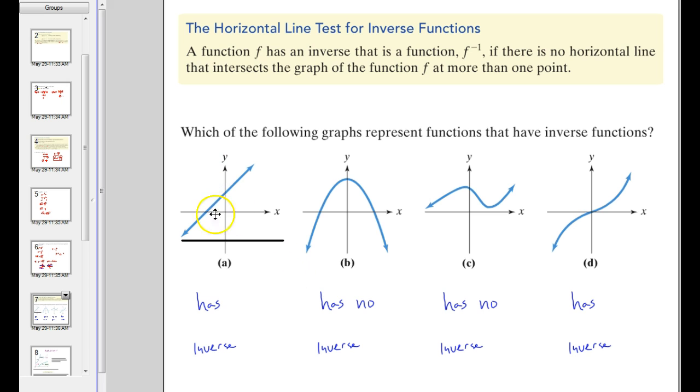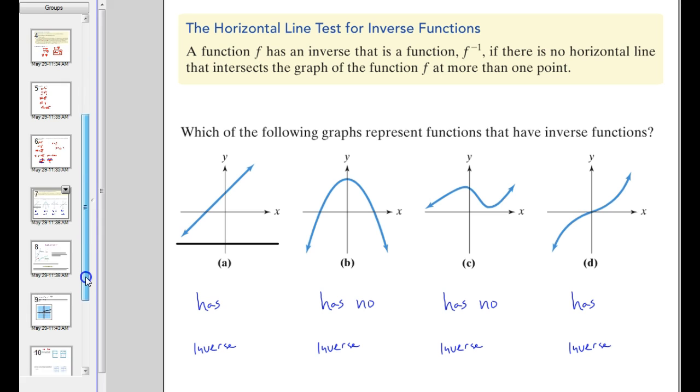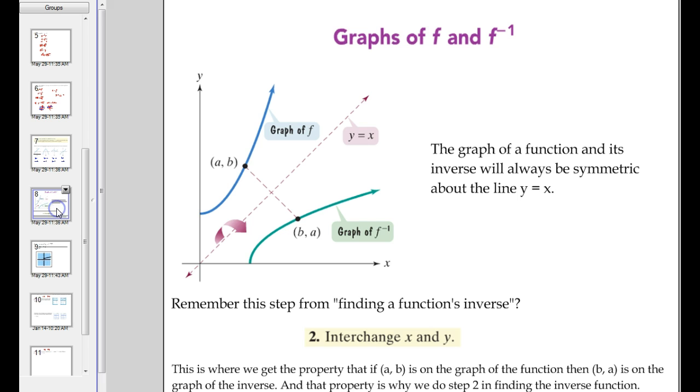Okay, if we flip that thing over, it would still pass the horizontal line test, but it would always be decreasing. So a function that passes the horizontal line test has to always be increasing or always be decreasing. And that's what we call a one-to-one function. Right? A one-to-one function is like a prerequisite for an inverse.